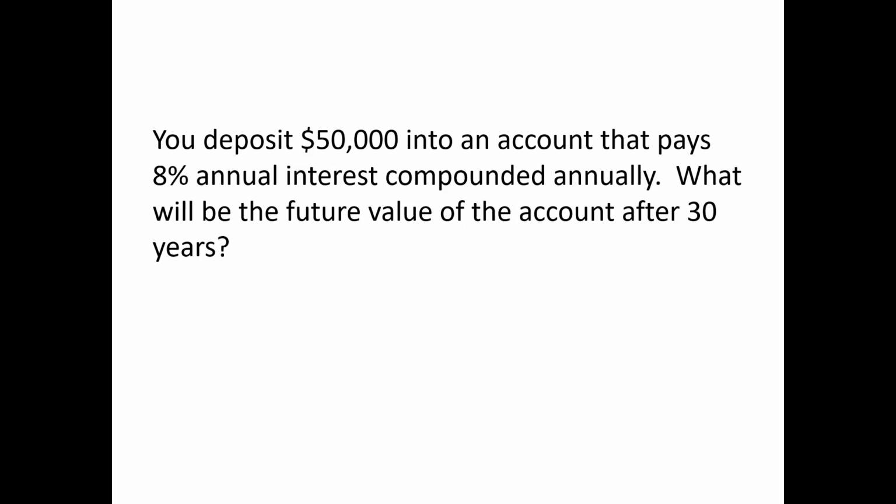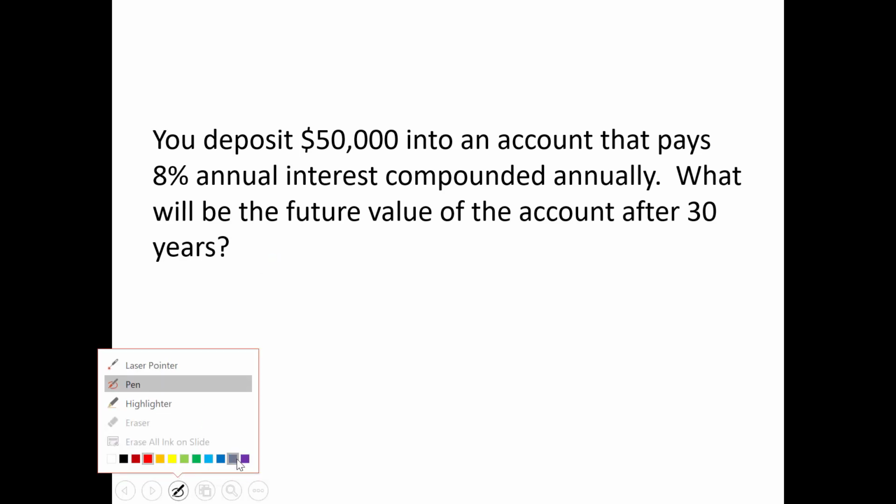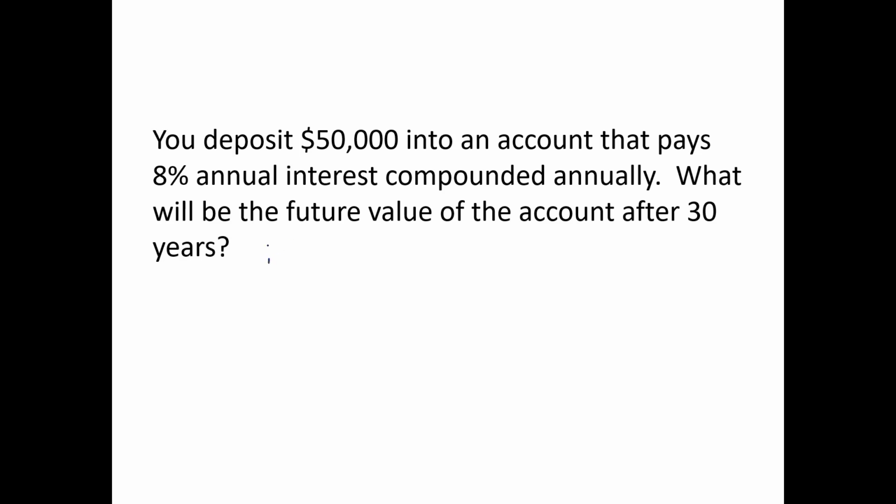Okay. So we've already done this problem or something like it. Suppose you receive an inheritance of $50,000 into an account that pays 8% annual interest, compounded annually. What will be the future value of the account after 30 years, right? And so then you have to know which formula you're going to use. And so here we're going to use the formula that F, the future value, will equal P, the principal value, times 1 plus R raised to the T, right?